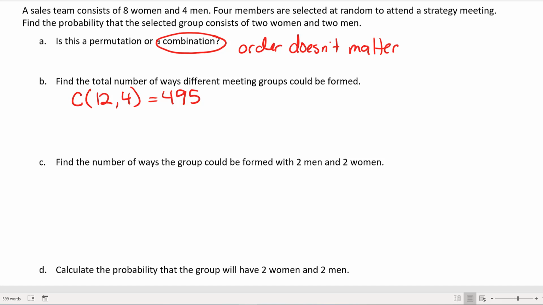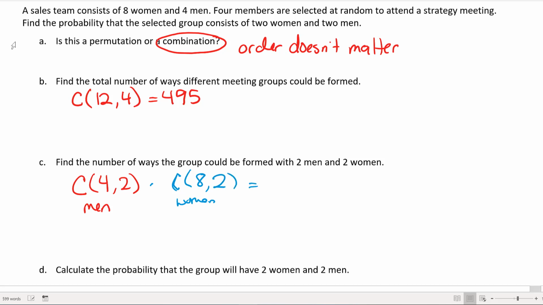All right, next, find the number of ways the group could be formed with 2 men and 2 women. Okay, so this time we're still taking a combination, but we're trying to find the combination of men. We're choosing 2 from 4, so 4 choose 2. And then we need to find the number of women. Well, in that case, we have a combination of 8 women choose 2.